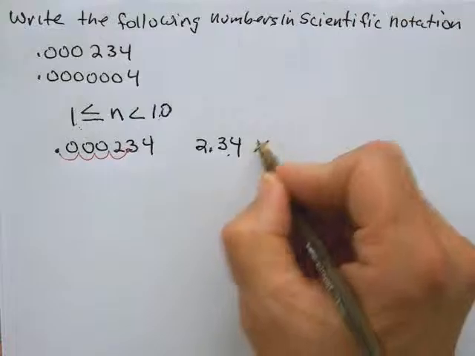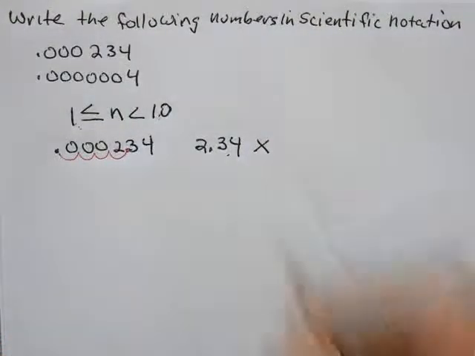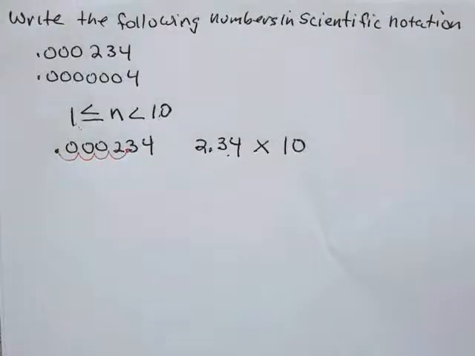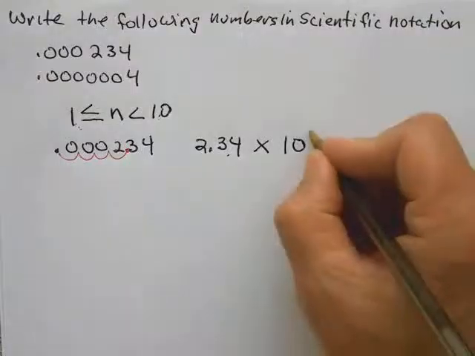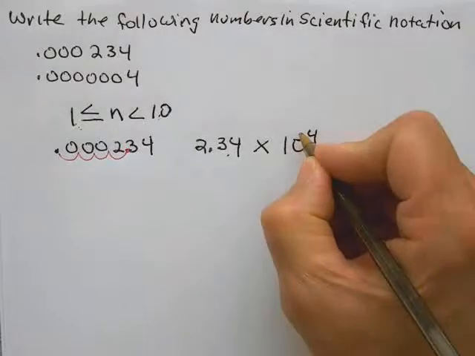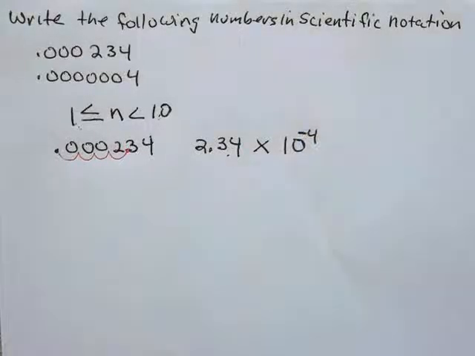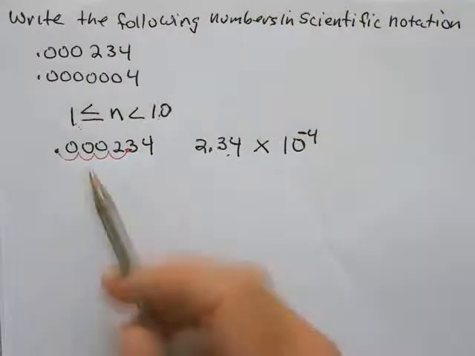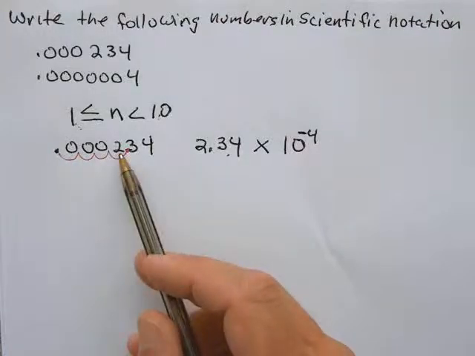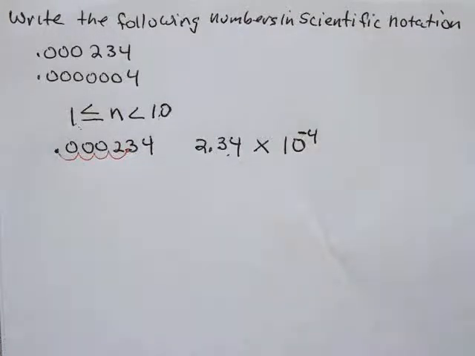And I'm going to use a multiplication symbol to indicate that I'm multiplying because it's scientific notation, and now I've got a power of 10. And then the question is, how many places did I move the decimal point? Well, I moved it 4. But in order to show that I was moving the decimal point for a very small number, I need to put a negative symbol here. And that negative symbol indicates that I moved this decimal point to the right so that I could get 0.000234 into the form of 2.34.